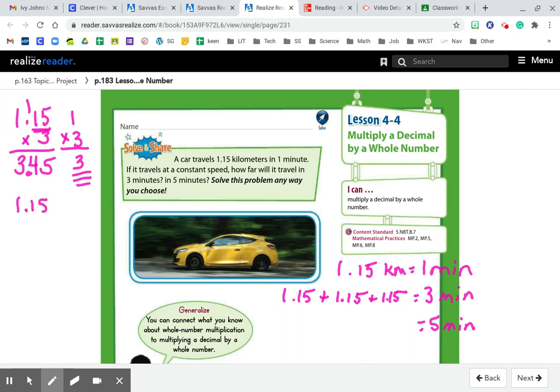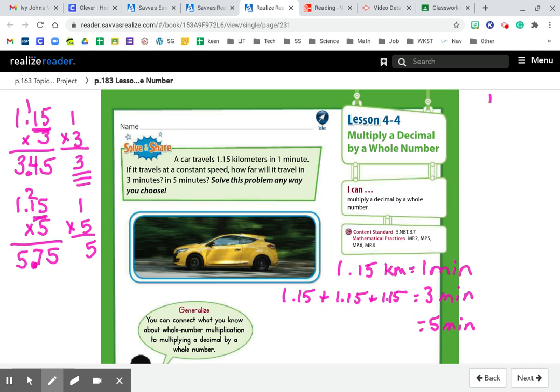So the next part was 1.15 times 5. 5 times 5 is 25. 5 down, carry the 2. 5 times 1 is 5 plus 2 is 7, and 5 times 1 is 5. 2 decimal places in the problem, 2 in the answer. Let's use our estimating. The answer should be around 5, and it is. So that's one way we can do it.